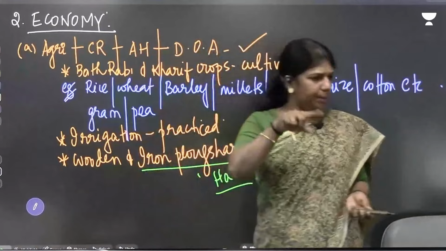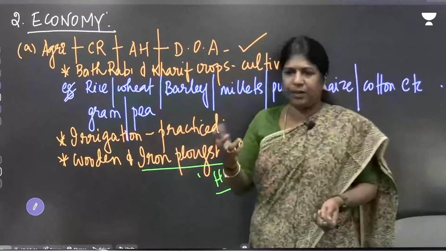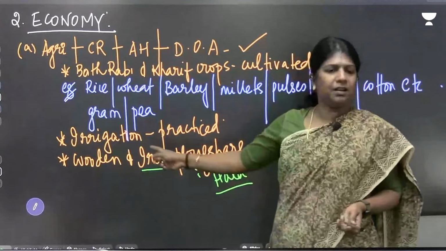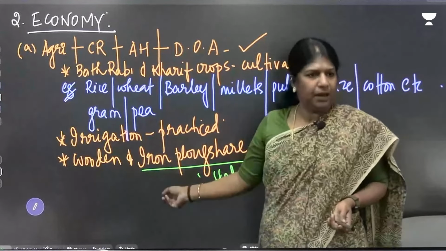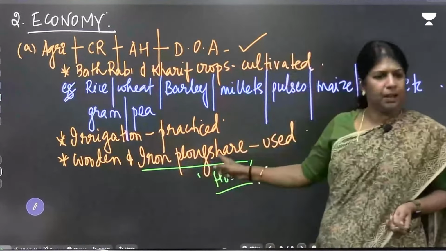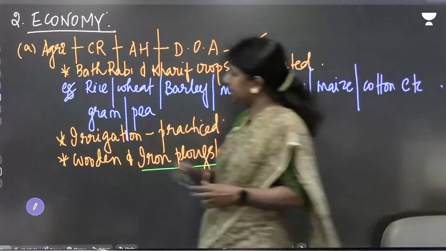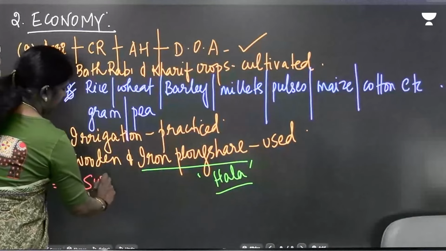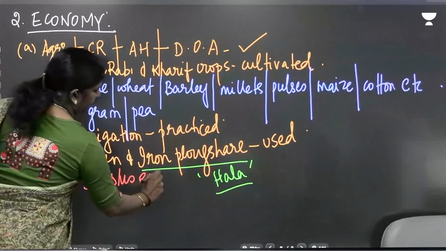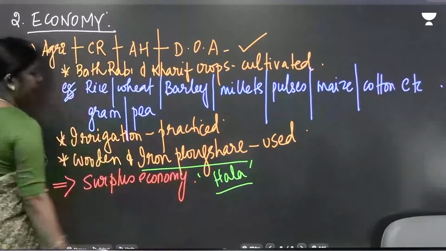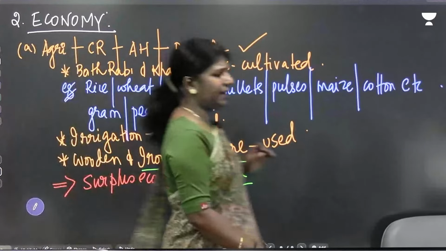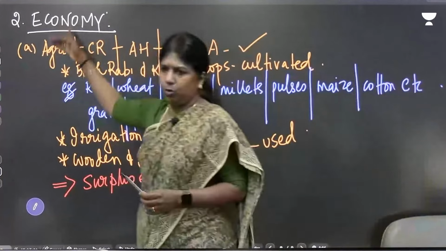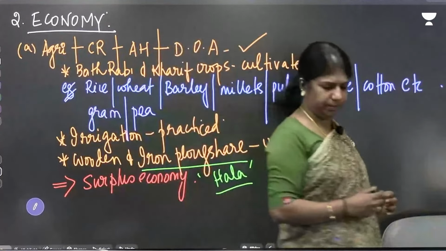You'll do it with your geography. The way you plow your field, the way the plowshare is, a variety of crop is actually there. So that is clearly evident with deep digging. Deep digging comes only with an iron plowshare. So all these were there with them. With agriculture, they had a surplus economy. So 2A, agriculture. Now 2B, we'll go on with trade.